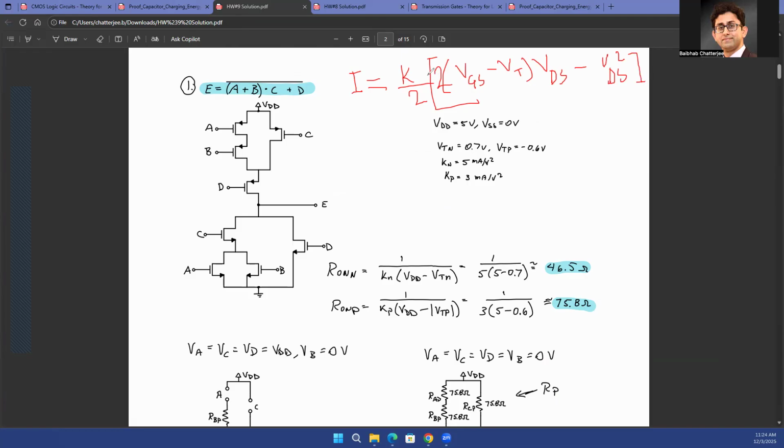So that was my current. The current ID, or the drain current through a transistor, is equal to K over 2 times (VGS minus VT) times VDS minus VDS squared. You can go back to the previous notes if you want to see how this equation was derived.